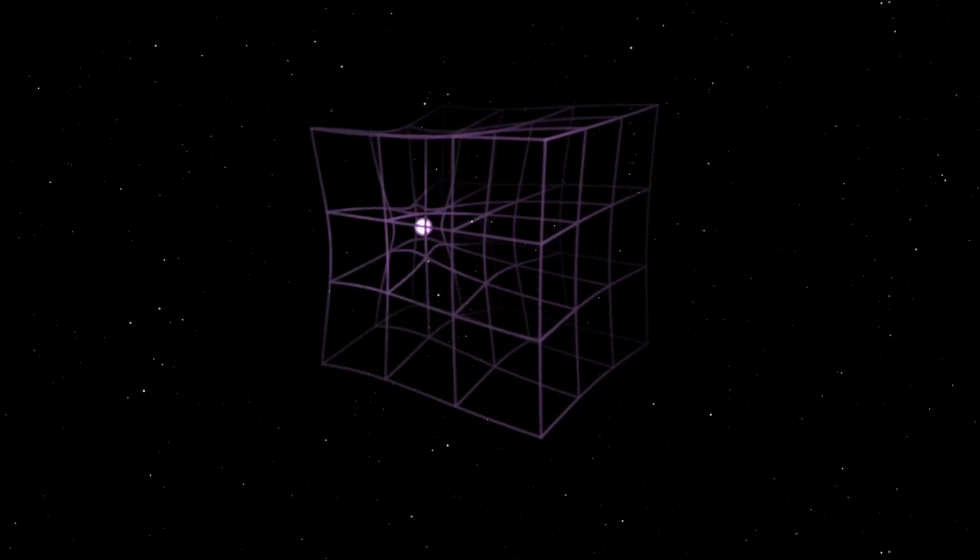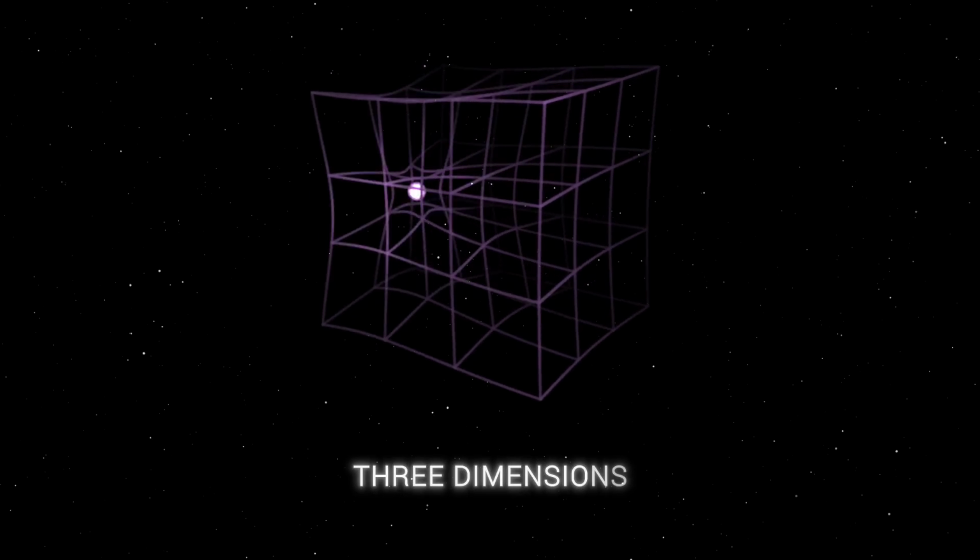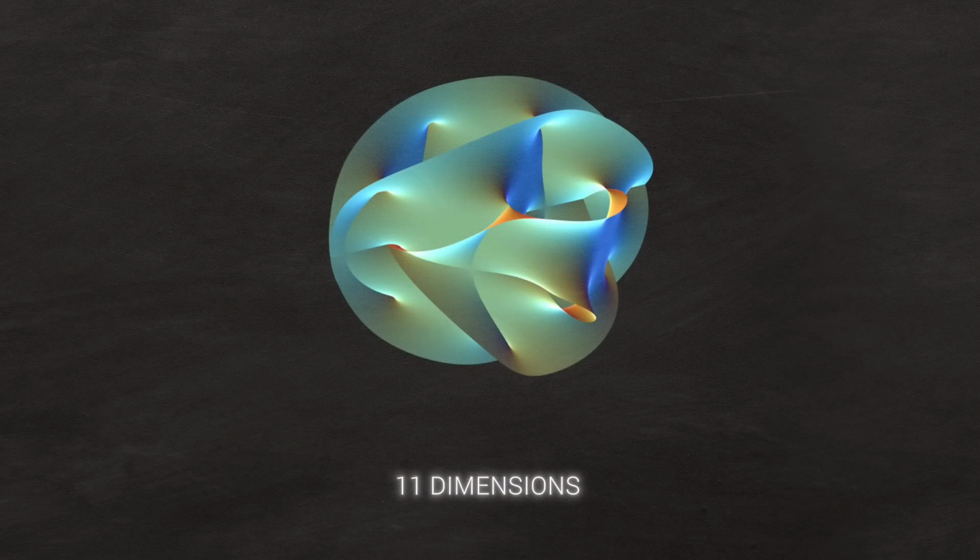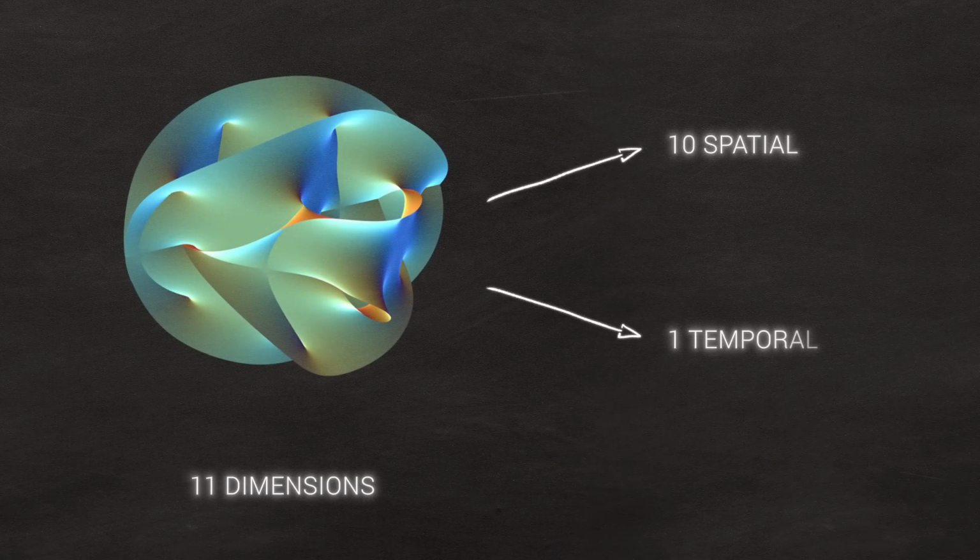However, M-theory requires a drastic expansion of the concept of space we're used to. Instead of the 3 dimensions we experience, it proposes a universe with 11 dimensions, 10 spatial and 1 temporal.